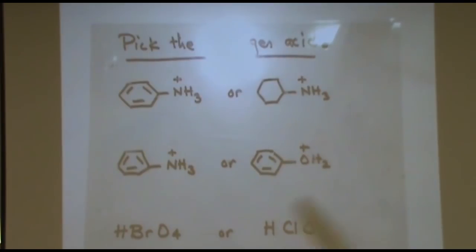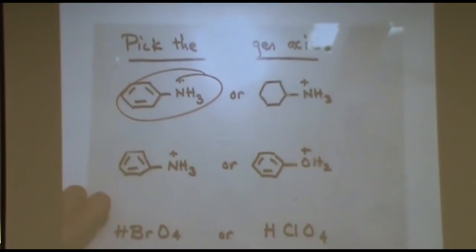Okay. Which one do you think? The one on the right or the one on the left for the first row? The one on the left because double bonds will lead to resonance. Yeah, if you have resonance, the conjugate base will be stabilized and the original acid will tend to be stronger. Okay. Next one.